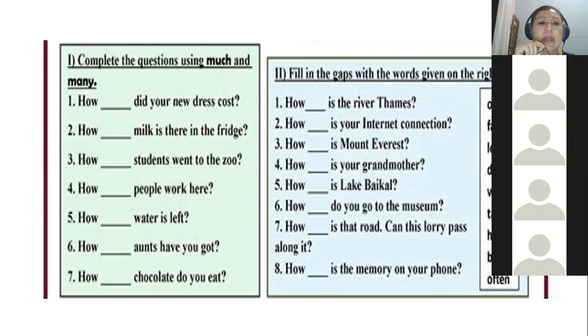Okay, how much milk is there in the fridge? Much. How much milk? It's not countable. How much, because it's uncountable, right?